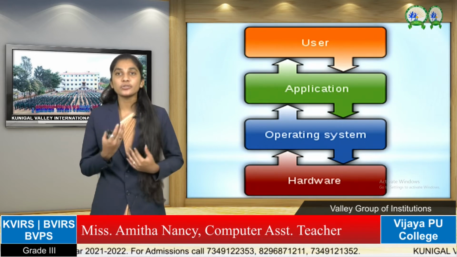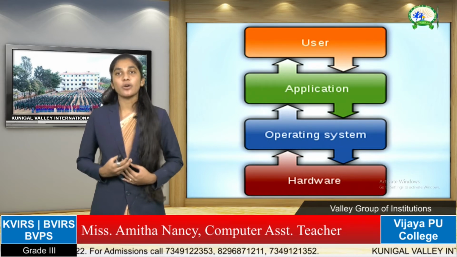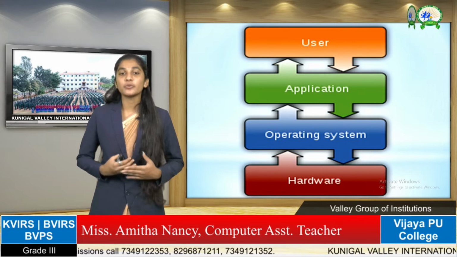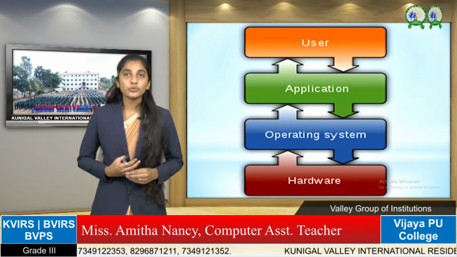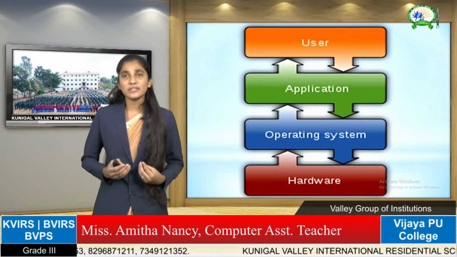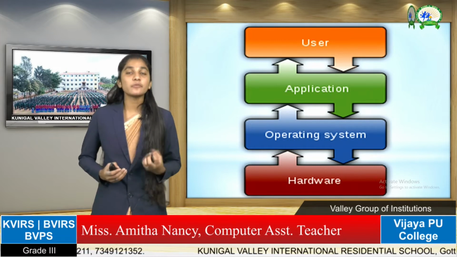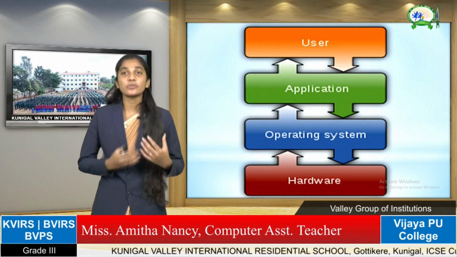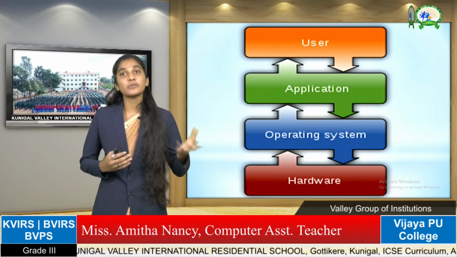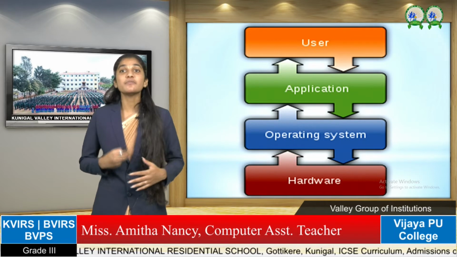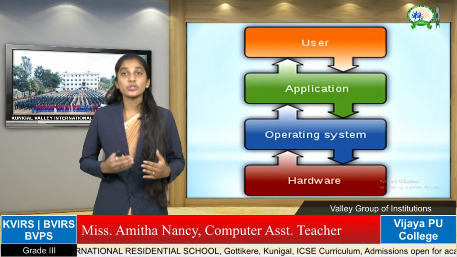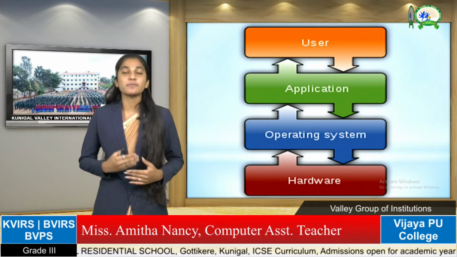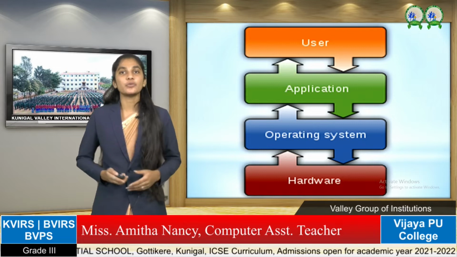Whatever we want to give as input to the computer, or if we want any output from the computer, first we will give the input to the computer through hardware devices. So the operating system will take our input and give it to the application that has to perform, and the result will be displayed for us. This is the working of the operating system. So it acts as an interface between the user and the computer system.